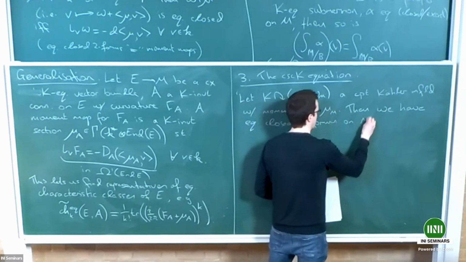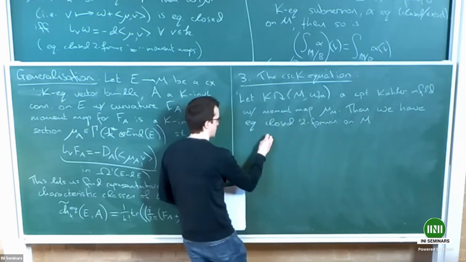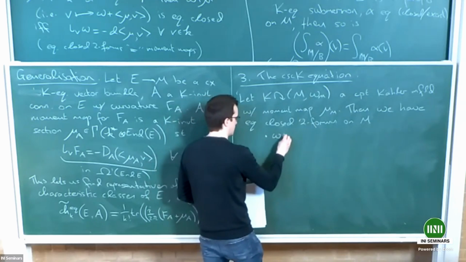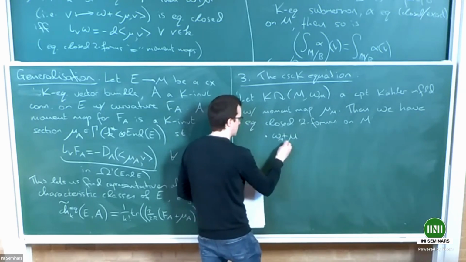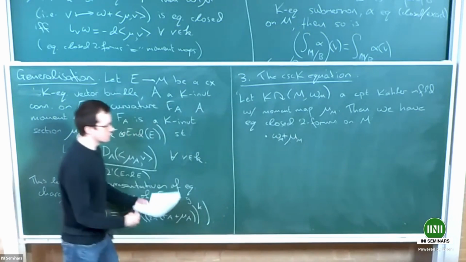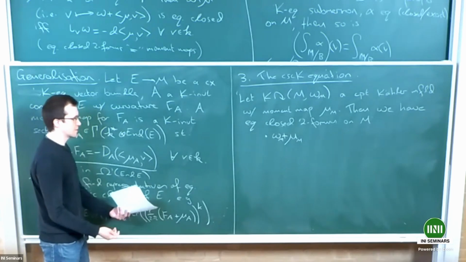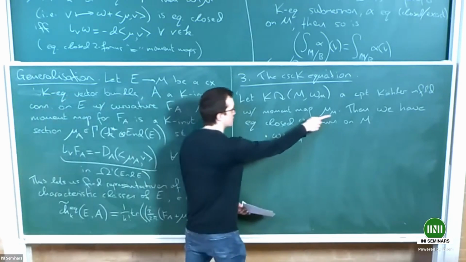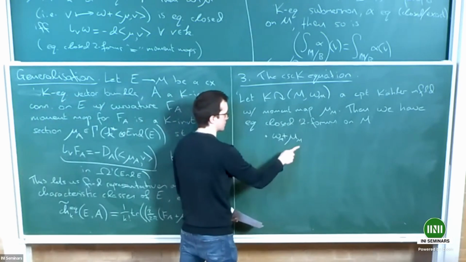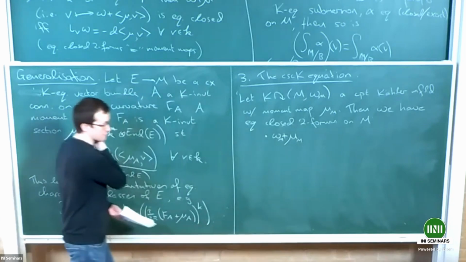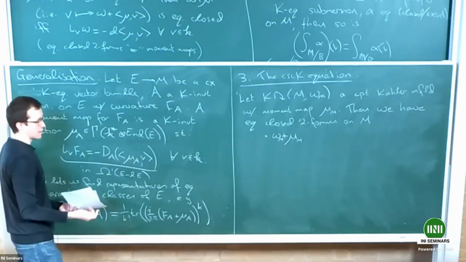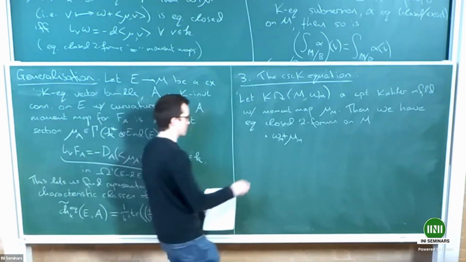On M, the first one is just the definition of a moment map. So I assumed mu M was a moment map for omega M. So that's automatically giving us an equivariant form.